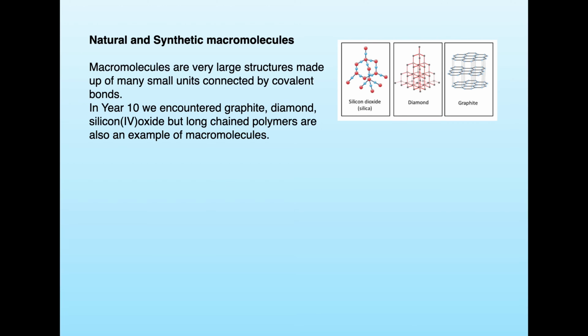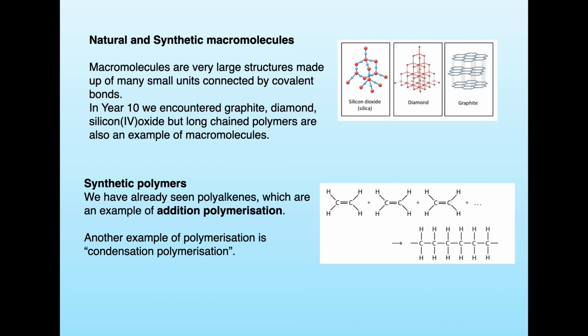Right, natural and synthetic macromolecules. Now, macro, big molecules are very large structures with lots and lots of covalent bonds holding them together. We saw some last year. There they are there. But also long chain molecules, long carbon chain molecules, are a good example of macromolecules. We can make them. We've seen this with alkenes, remember?